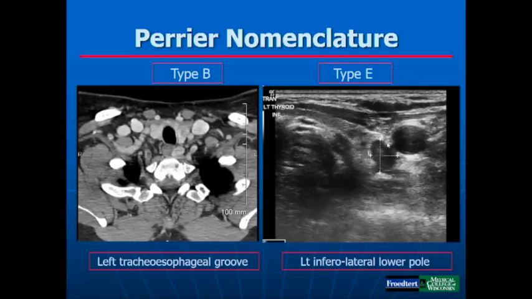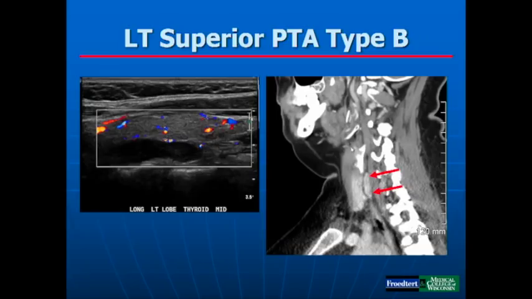This is probably the most common, and this is the most common location according to the Perrier nomenclature. This is the gland that is inferior and left lateral to the lower pole. This is the thyroid lobe. This is a gland, this is the type B. Remember, this is posterior to the gland in the mid upper pole.